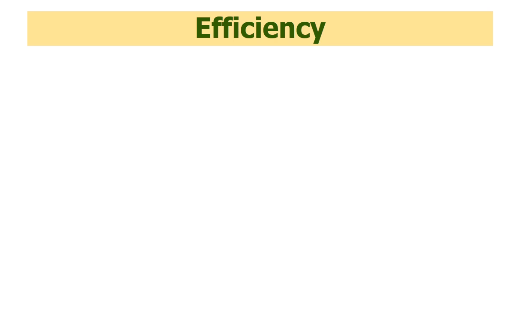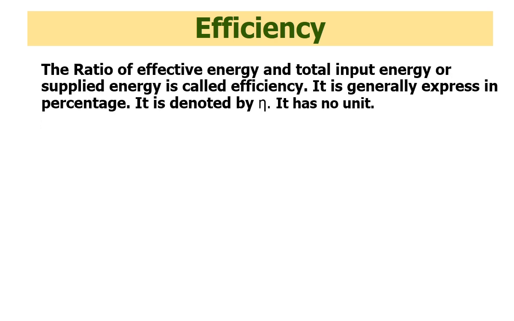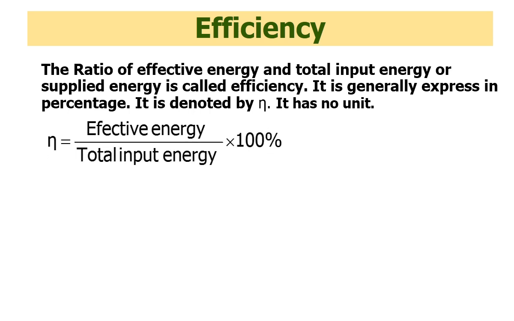Now we'll discuss efficiency. Efficiency means the ratio of effective energy and total input energy. It is generally expressed in percentage and it is denoted by eta. It has no unit. Why does it have no unit? Because it is the ratio of the same quantity. Here you can see it is energy by energy, so it has no unit.